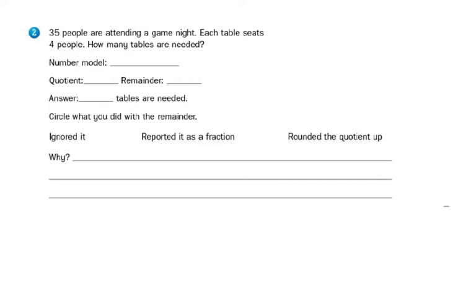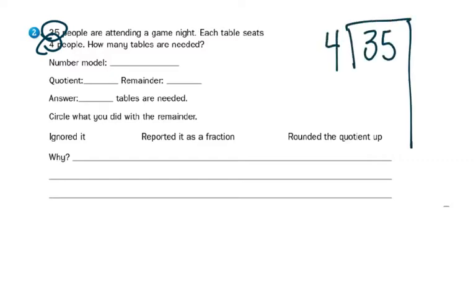Number 2, 35 people are attending a game night. Each table seats 4 people. How many tables are needed? Well, 35 people. We're going to divide them among 4 people at each table. Well, I know that 4 times 9 would be 36. So I'm going to have to do 8 times, which is 32. And there'll be 3 people still left without a table.